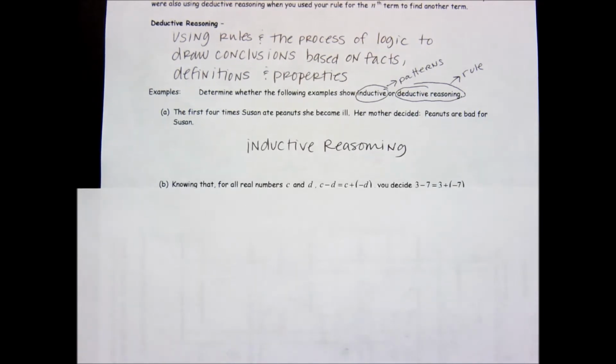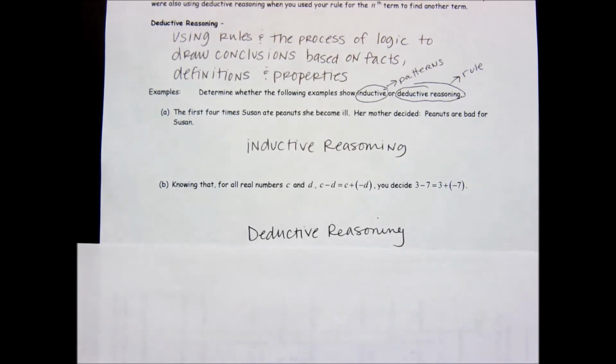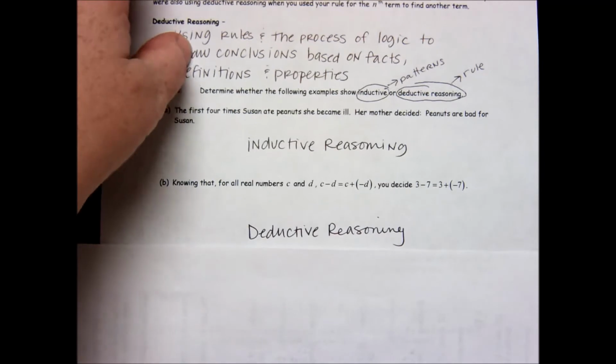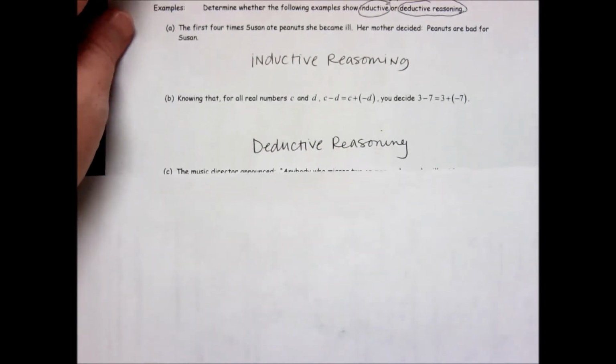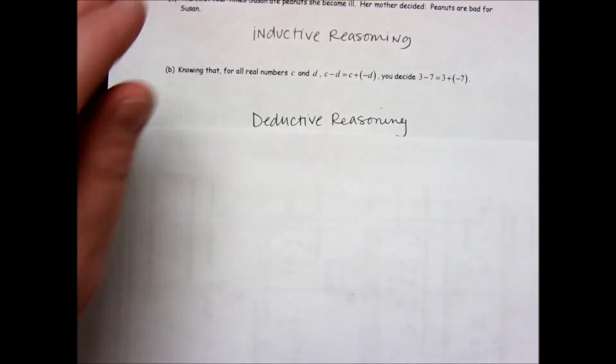Let's look at the next one. It says, knowing that for all real numbers C and D, C minus D is equal to C plus negative D, you decide that 3 minus 7 is equal to 3 plus negative 7. Well, in this case, we're not using any sort of patterns. We're using a rule. And so in this case, this would be deductive reasoning, because the information we're using is based off of some rule that we know.